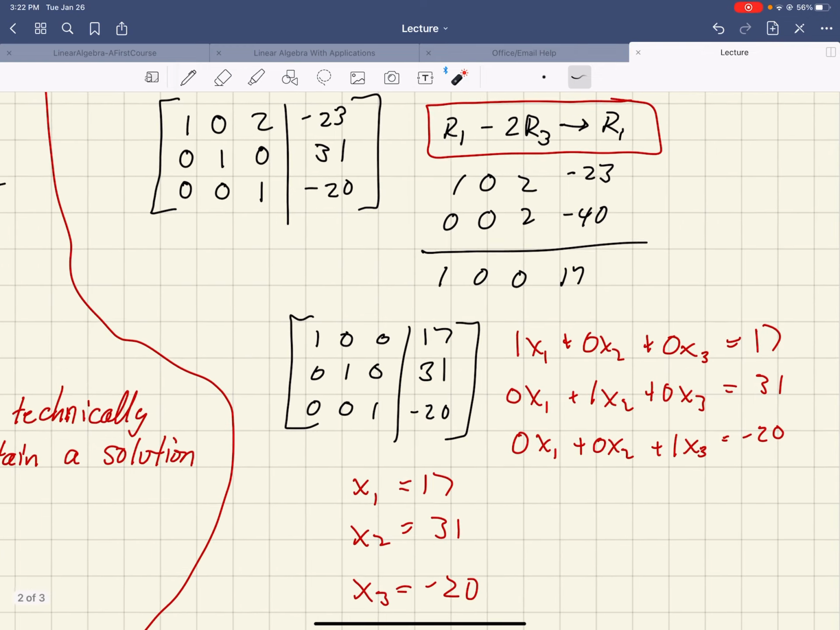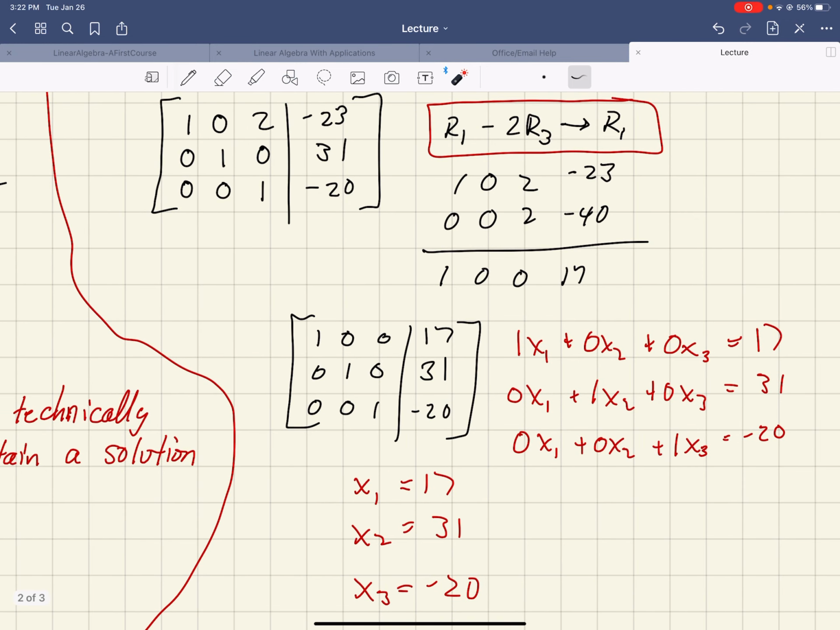But the way it really comes out is this, and I apologize if you're bored by this, but this says 1x1, no x2s, no x3s is 17, so I wrote that right here. Well, that's nothing, and I don't need the 1 in there, so x1 is 17, there it is. No x1s, 1x2, no x3s is 31. Well, those don't matter, and that doesn't matter, so x2 is 31. And here, the same thing, x3 is negative 20.